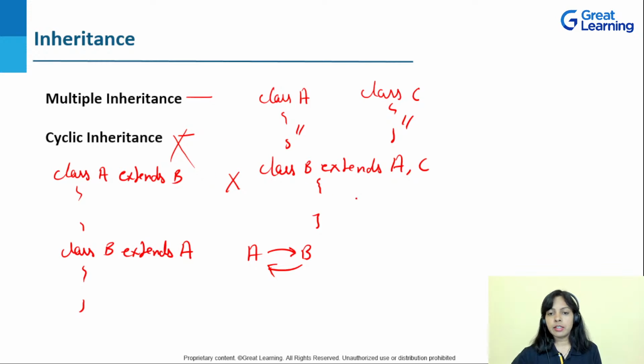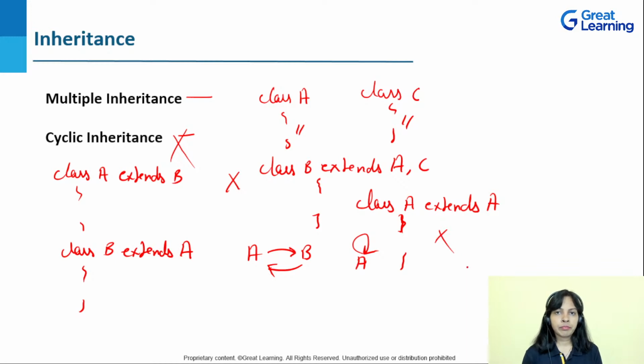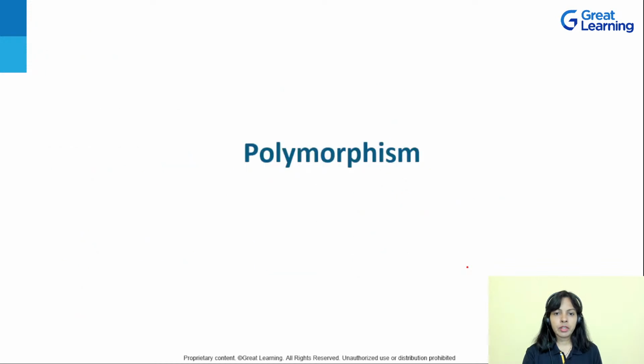There's one more way of cyclic inheritance. In Java you will get an error, a compile time error saying that this is not possible: class A extends A. This is also cyclic inheritance. This is also not supported in Java. Okay. So multiple inheritance and cyclic inheritance are two concepts which are not supported in Java programming. Now I'll go to the next topic, that is polymorphism. But before that, any questions from inheritance?